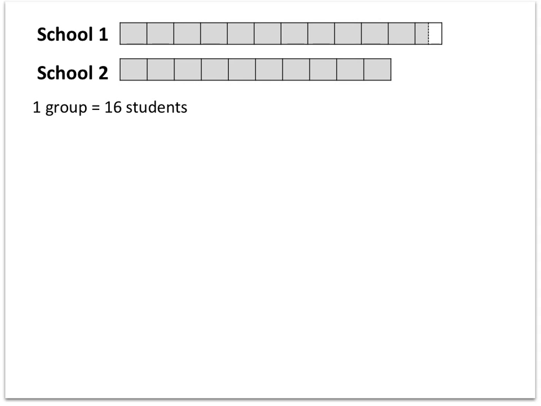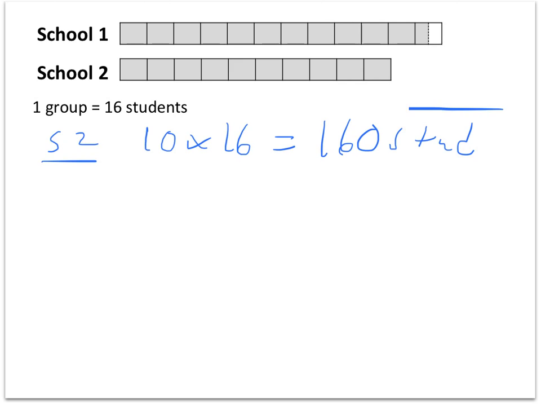Now we need to figure out how many children were originally at each school. Let's clean things up here a little bit. We determined that one group equals 16 students. And so let's take school 2 to start off with. School 2 had 10 groups of students times the 16 students in each group. And so that's a total of 160 students. So that's how many were in school 2.